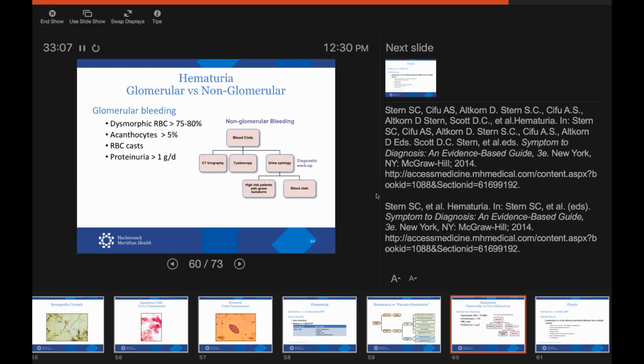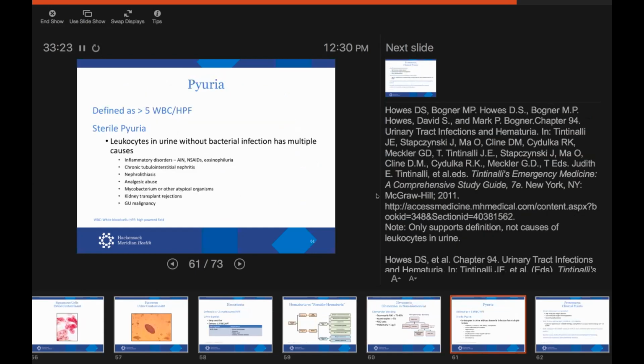But for anything else in terms of trying to figure out if something is nephrologic versus urologic, the nephrologic evaluation and concern would be if you have protein, it's usually glomerular, red cell casts, acanthocytes, or dysmorphic red cells. Pyuria, defined by greater than 5 WBCs per power field. They're not going to, it's too simple.